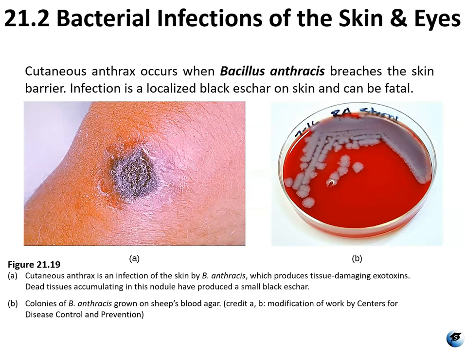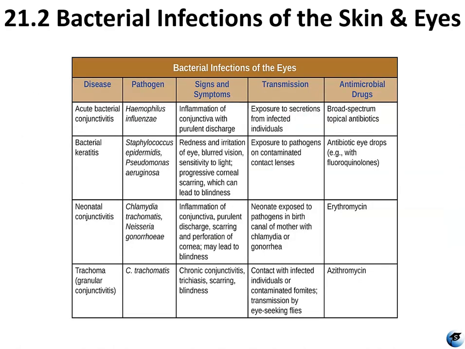Bacillus anthracis is the causative agent of anthrax, and there are different types of anthrax depending on what part of the body it's infecting. When it infects the skin, it's called cutaneous anthrax. And figure 21.19 is showing cutaneous anthrax infection, and you can see that there is dead tissue that's accumulating in a nodule, and this has to do with the exotoxins that this species produces. It kills living tissue. Again, there's another table that's outlining these different types of diseases and what pathogens cause them.